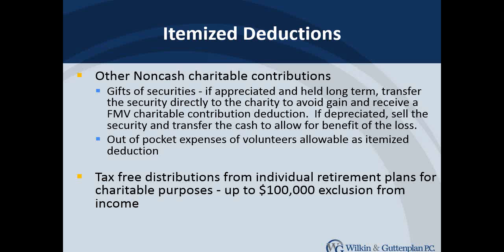The other thing to note on this slide are tax-free distributions from individual retirement plans. This was written into law a few years ago, and now it is permanent. You can exclude up to $100,000 of income if you're required to take distributions from your IRA. Instead of taking the distribution yourself, you have the IRA custodian transfer whatever amount you decide directly to the charity, and this keeps your overall income low, which helps with various other tax planning strategies.